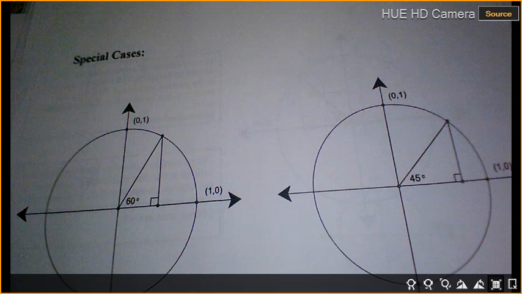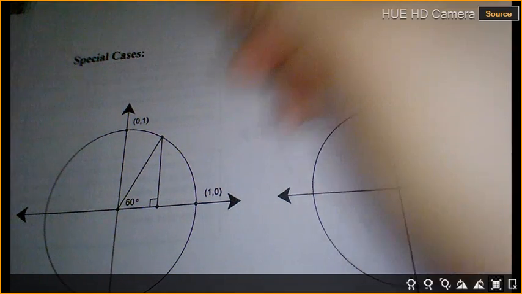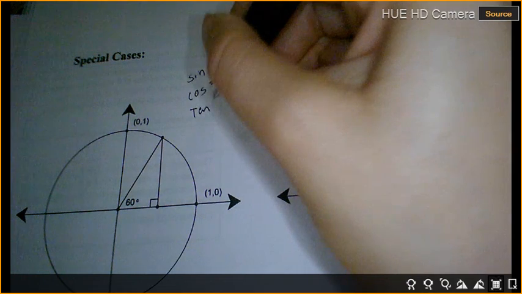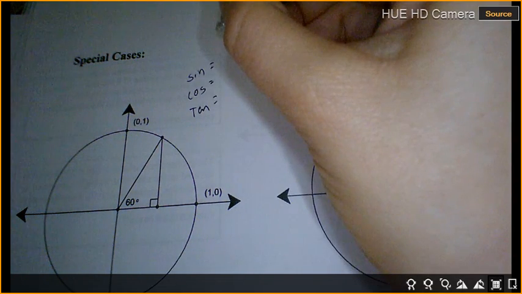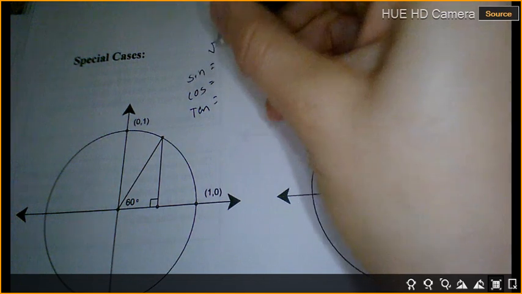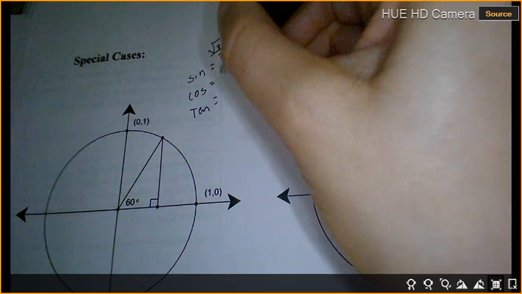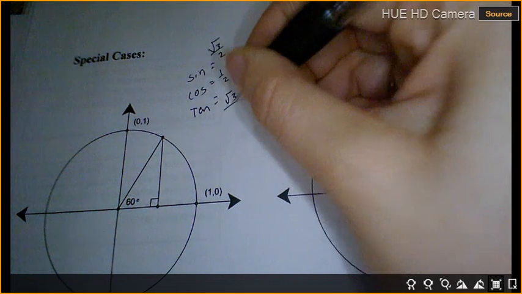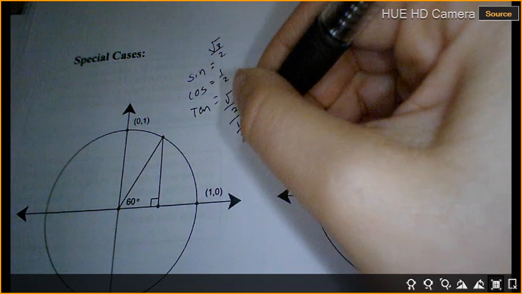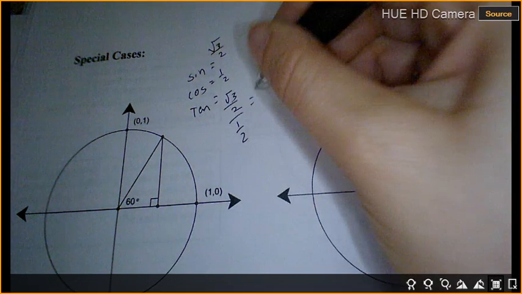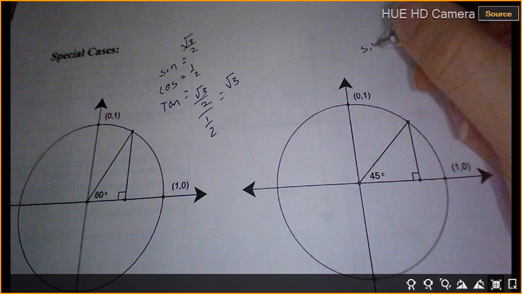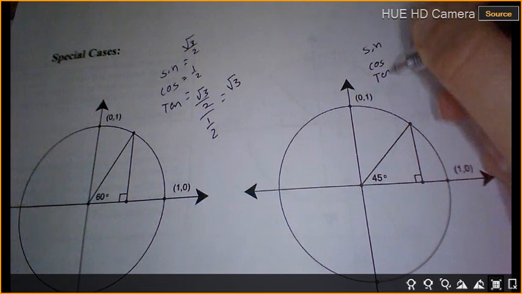Okay, at 60 degrees, what is our sine, cosine, and tangent? We just went over these, so we should get them pretty quickly. What's the sine? Perfect. What's the cosine? What's the tangent? Which reduces to what? Square root 3, perfectly.